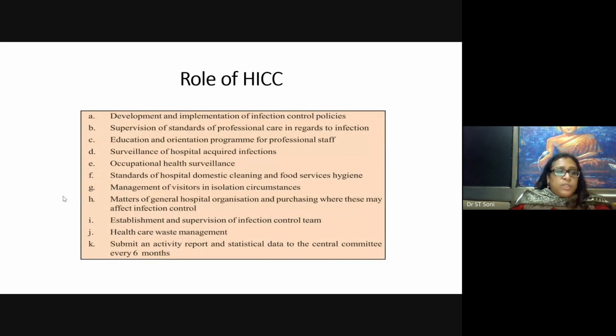So HICC, what will they do? They will definitely develop and implement the infection control policy. Here also, the infection prevention and control program should include healthcare waste management as a part of it, and they have to do a waste management audit, give the data to the committee, and also they have to visit the common biomedical waste treatment facility with whom you have your MOUs, those who are taking your waste daily and doing the final disposal of the waste. Every 6 months you are supposed to visit, and it is a mandate.